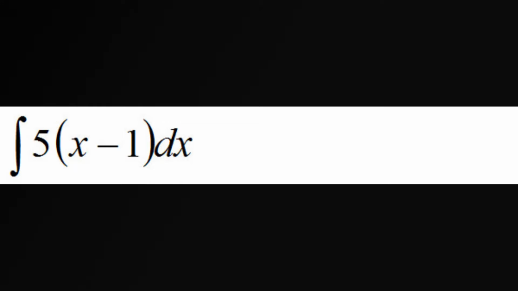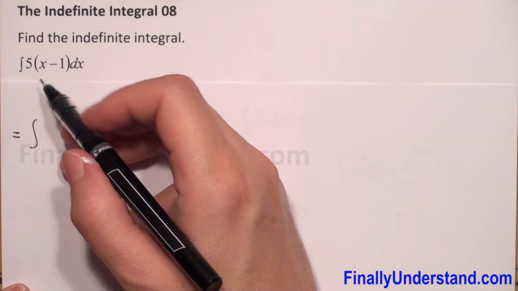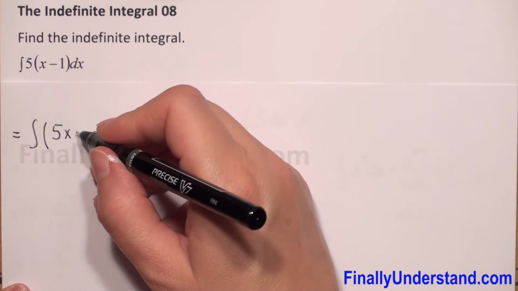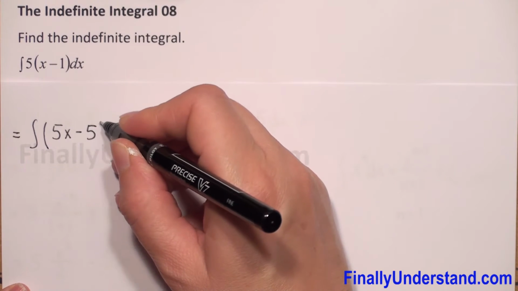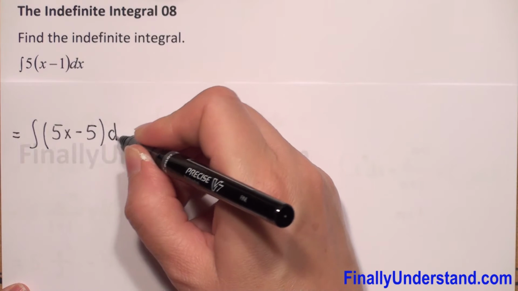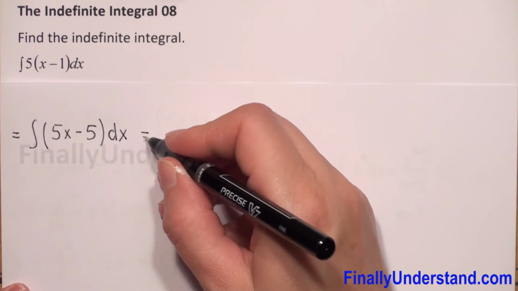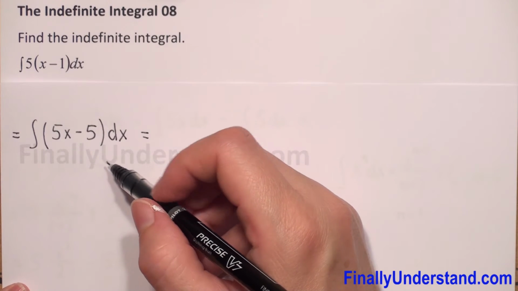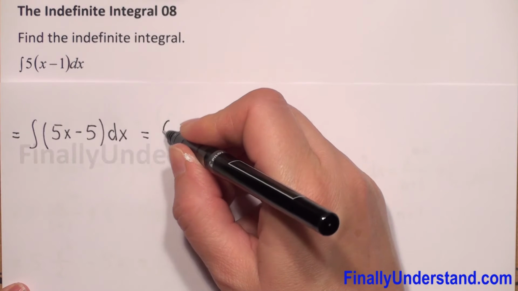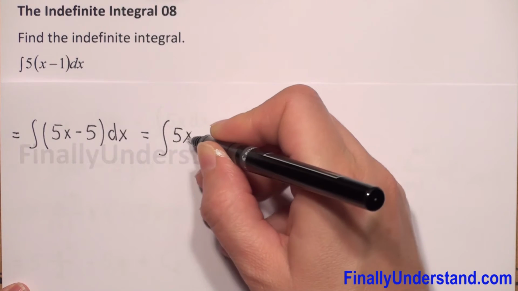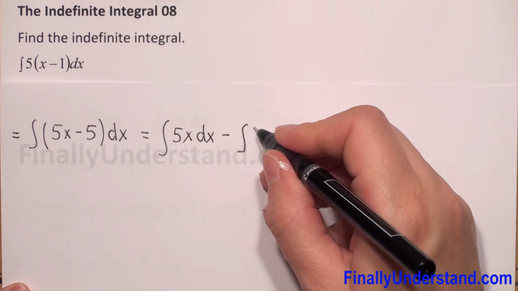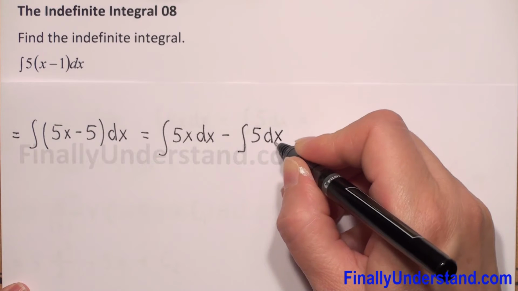First, we are going to eliminate parentheses. So we have to copy integral, and we have 5 times x is 5x. 5 times -1 is -5. And we have integral with respect to x. When we have integral of difference, we can rewrite this to difference of integrals. So we will have integral of 5x with respect to x minus integral of 5 with respect to x.